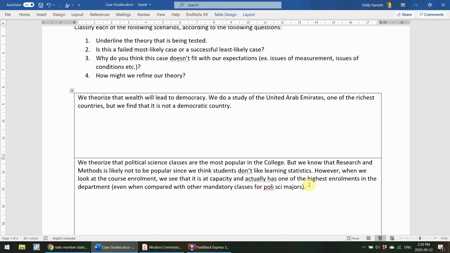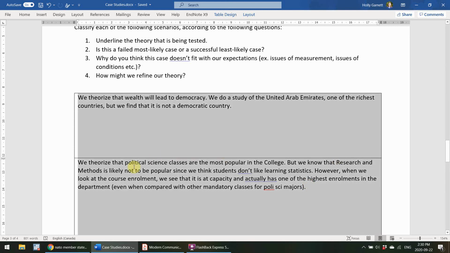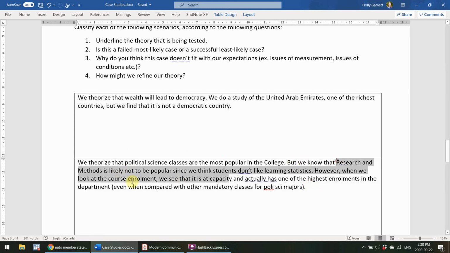Why does this not fit with our expectations? It's because research and methods taught at the college is like a super fun course with a kitty cat that does statistics. So they didn't take into consideration the fact that the kitty cat is going to be teaching statistics. That was a Zoe reference, my cat. Okay, so we might refine our theory that it depends on how the statistics or the research methods class is being taught.